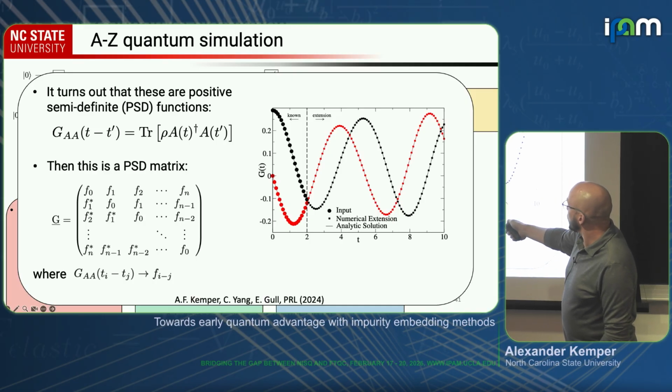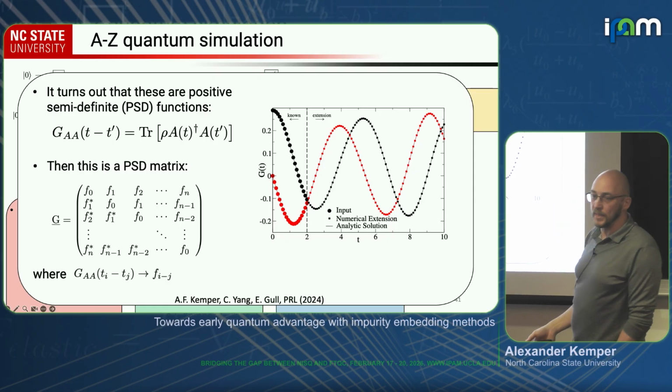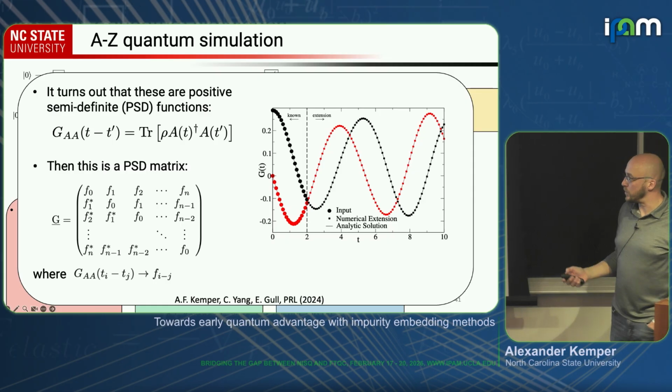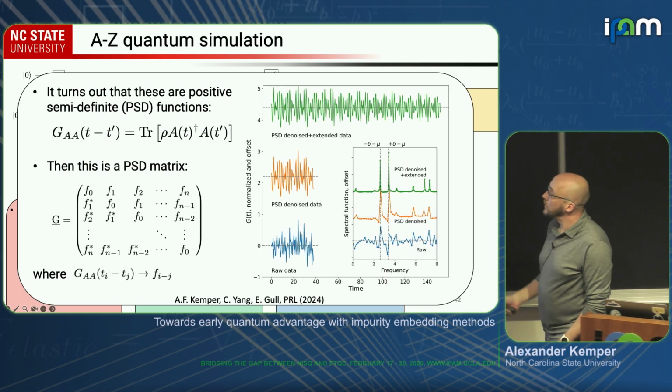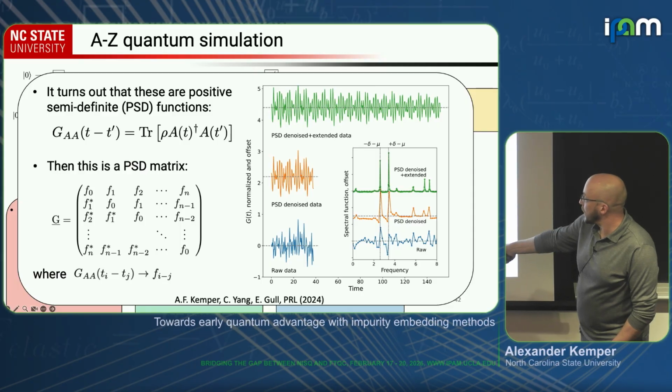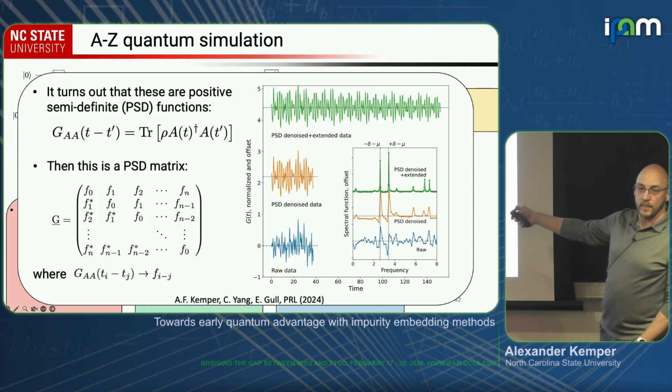So here's my original data. This is known. You can extend it. And in this case, it's easy because I only have 1 or 2 frequencies that live in this. So it's like a fancy fit, but better. So let's apply that to my quantum computer data. From here, we've gone to here. We've denoised and extended it. And this is the spectrum.